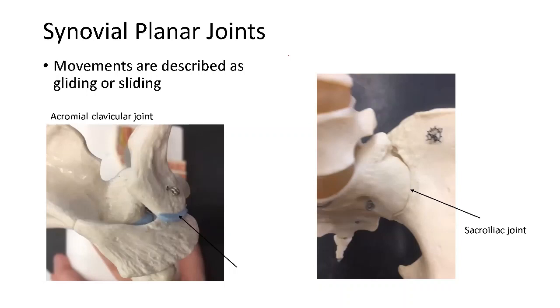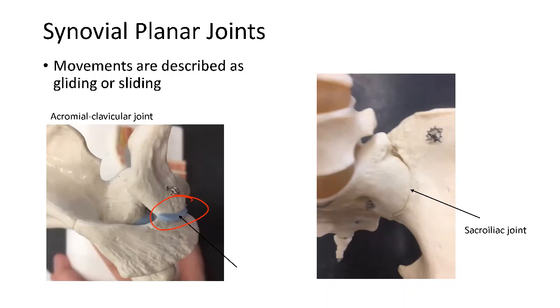We have several different types of synovial joints, subtypes. We have synovial planar joints, which is 2 flat things next to each other. I have a lot of different examples. I gave 2 here. The movement is described as gliding or sliding. We have the acromioclavicular joint here between the clavicle and the acromion of the scapula. And we have the sacroiliac joint.